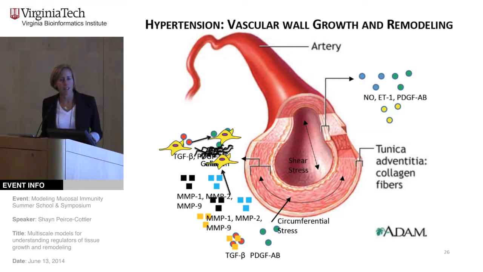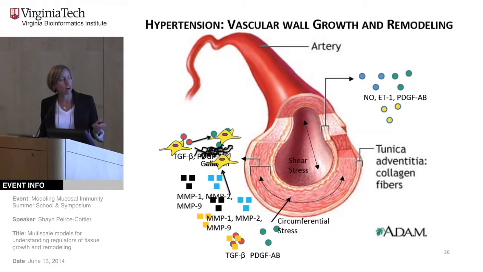It actually is a really neat biological example of how mechanical forces and biochemicals integrate with one another to produce this growth and remodeling response. So as a test bed to try out integration between agent-based models and more finite element type mechanical models, we thought this would be a good place to do it. So just, again, super simplified biology. When you have an elevated shear stress and circumferential stress, you get secretion of nitric oxide, endothelin-1, PDGF growth factor.